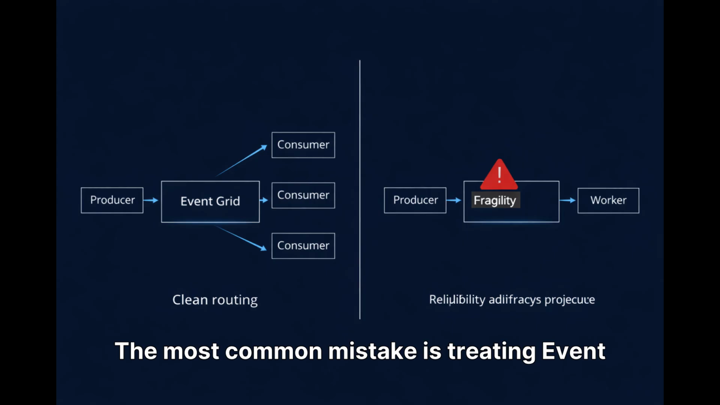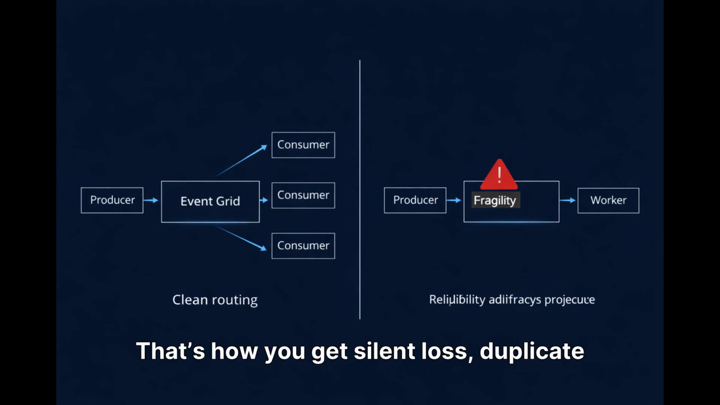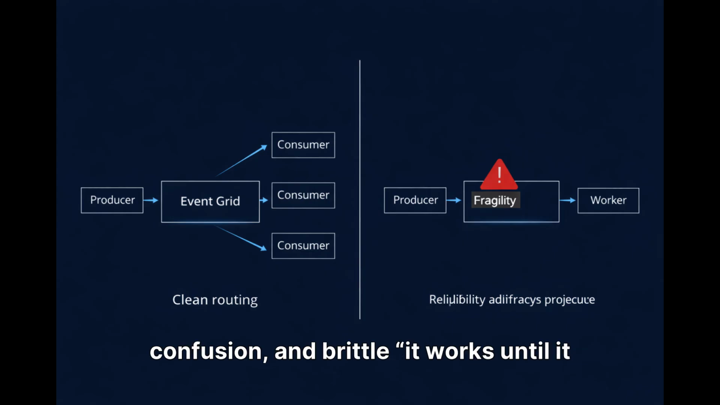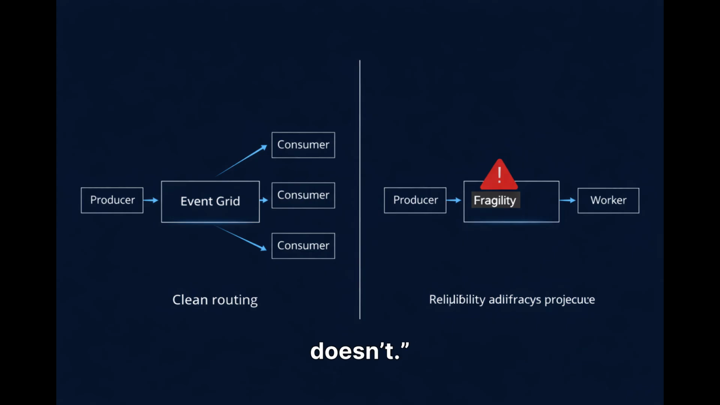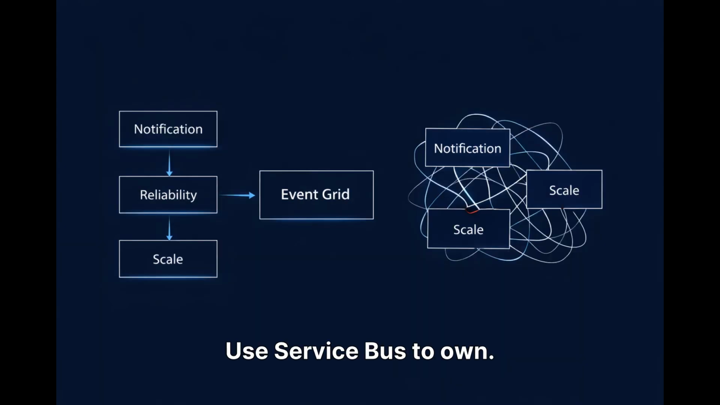The most common mistake is treating Event Grid like a queue. That's how you get silent loss, duplicate confusion, and brittle "it works until it doesn't." Use Event Grid to signal. Use Service Bus to own.